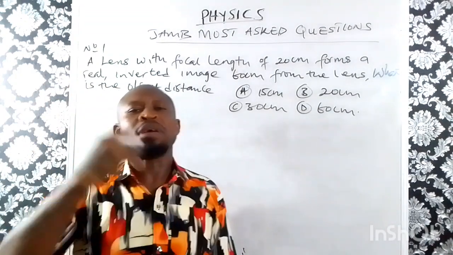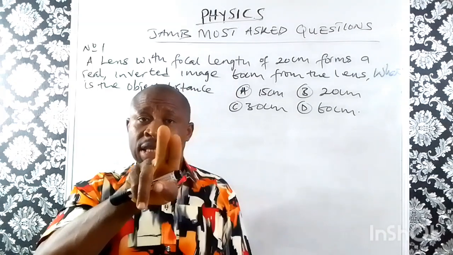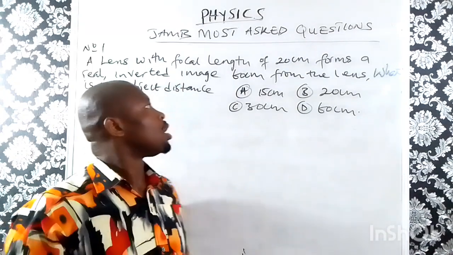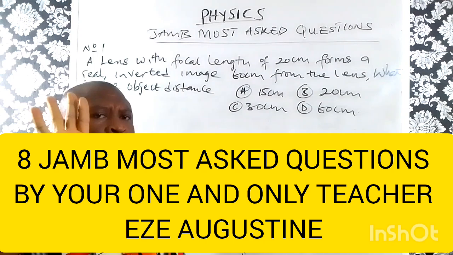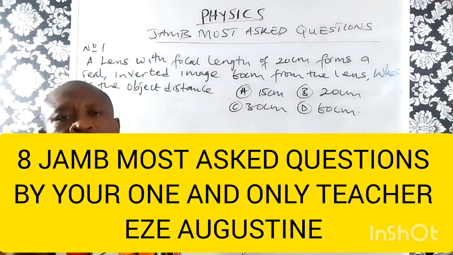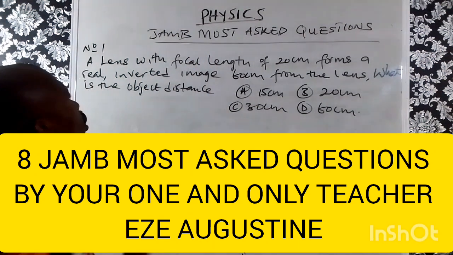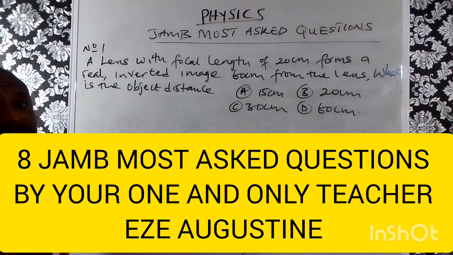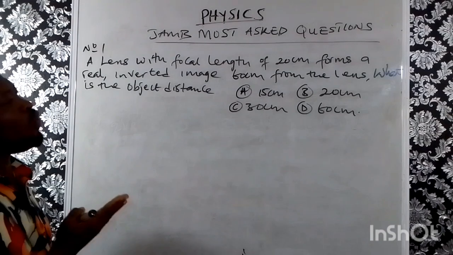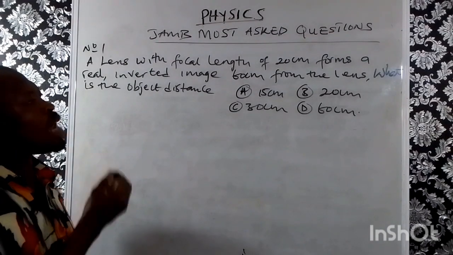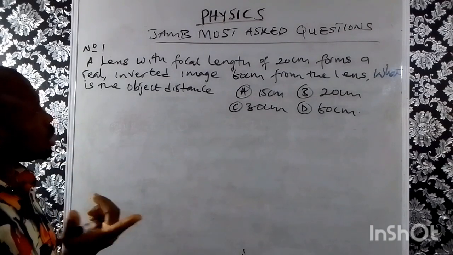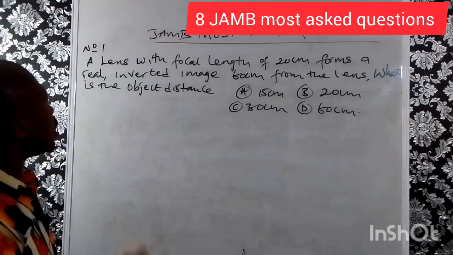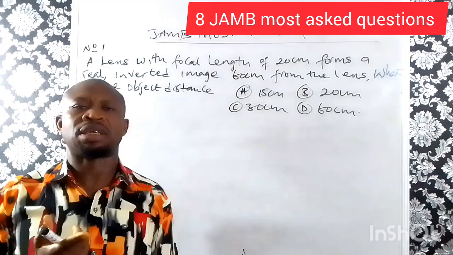As JAMB is drawing closer, just 2 days before JAMB, or 3, I want us to look at some of the frequently asked questions, probably the top 8 most asked questions by JAMB across different topics. Now, the first one we have on the board here is coming from light. This one says, a lens with focal length of 20 cm forms a real inverted image 60 cm from the lens. What is the object distance?